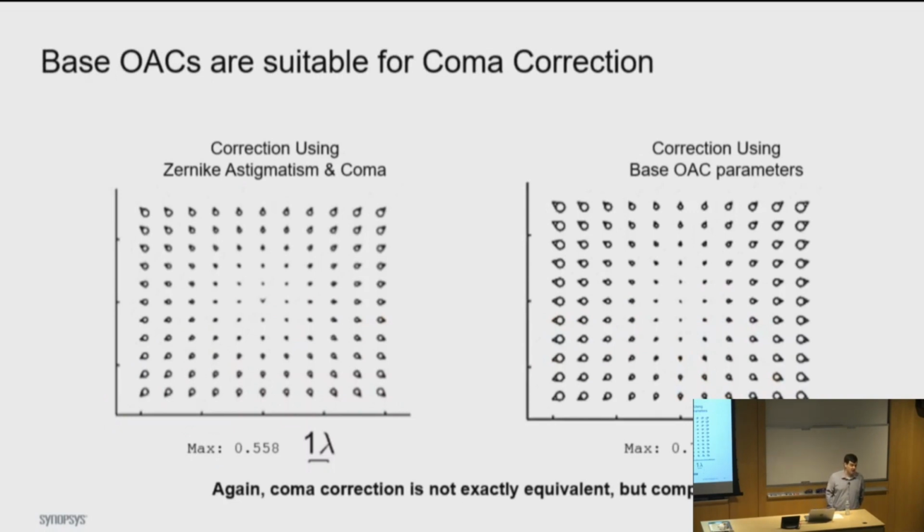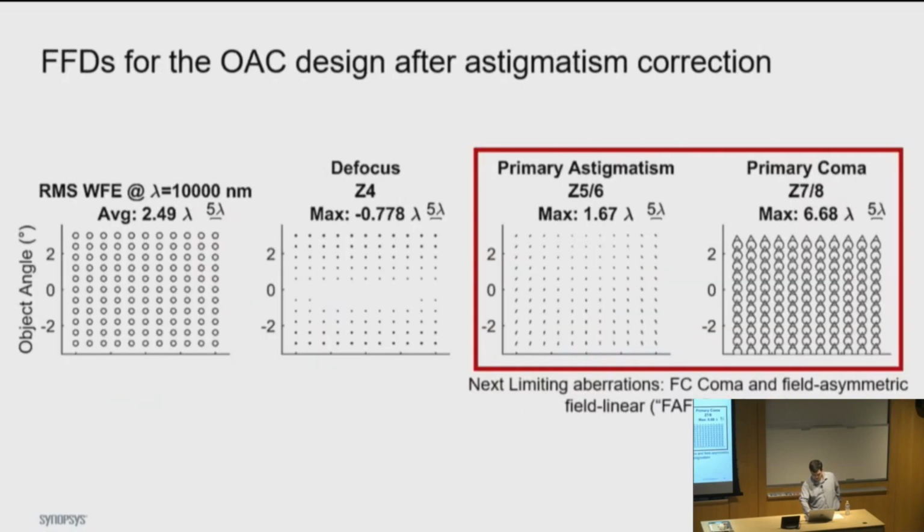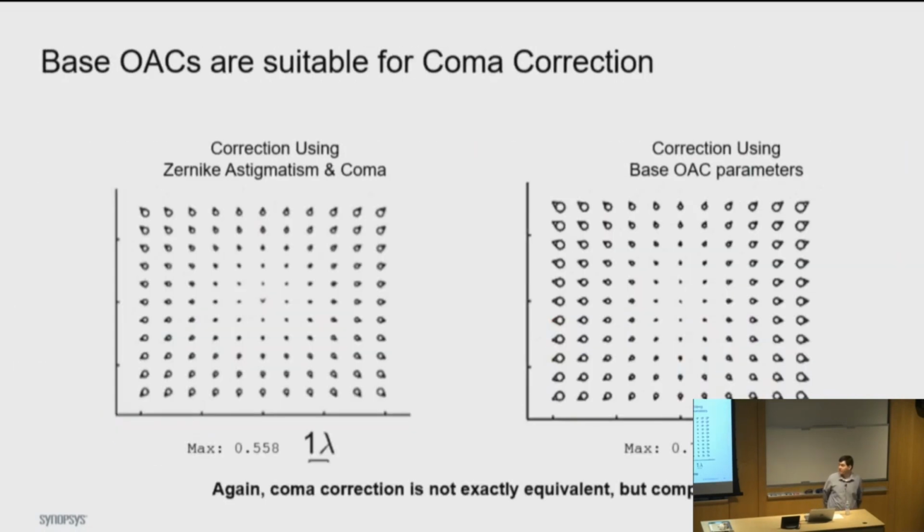On the left-hand side, you can see the full field display of the coma. It has gone from, I believe, let's check, 6.7 waves maximum down to about half a wave of correction using Zernike astigmatism and Zernike coma. And moreover, if we look at the distribution of that coma, all the little coma arrows are pointing away from the center, and it's increasing as you go away from the center. So the aberration that remains is not field constant coma. That has been corrected, and instead what we're left behind with is essentially field symmetric coma.